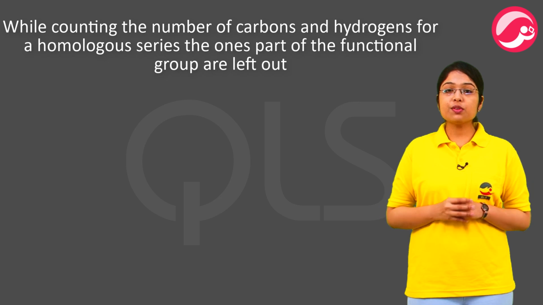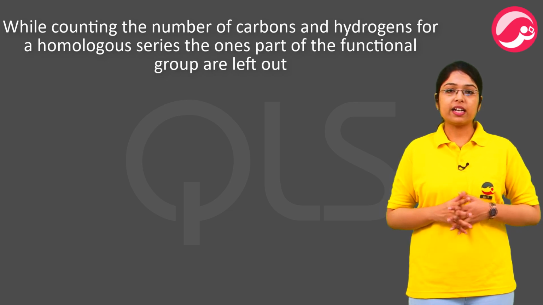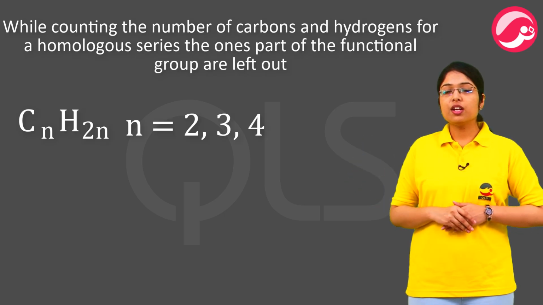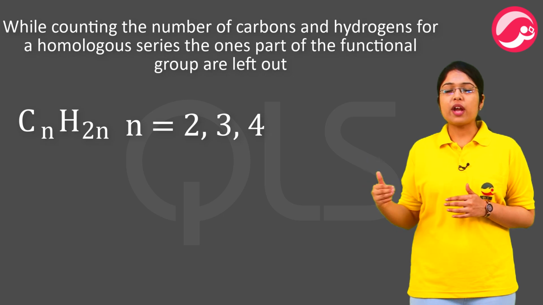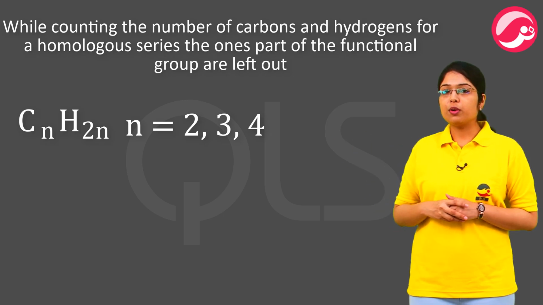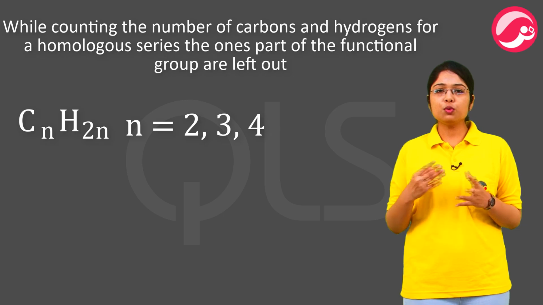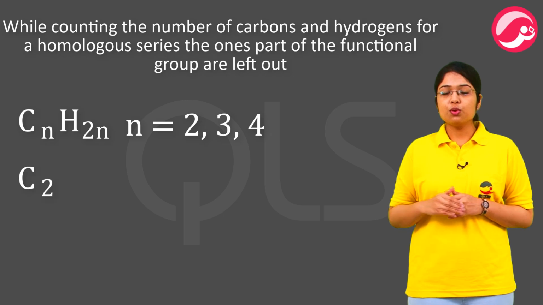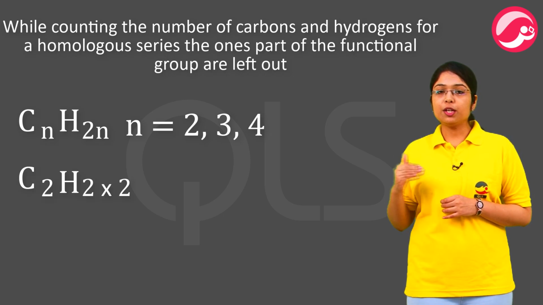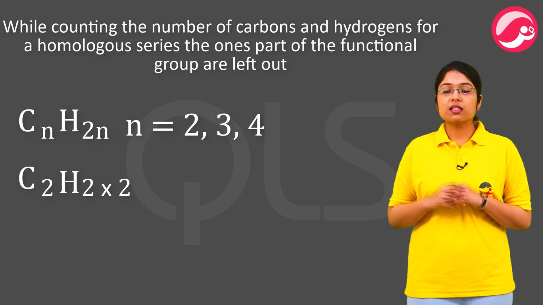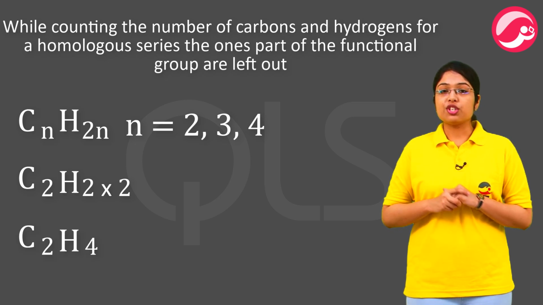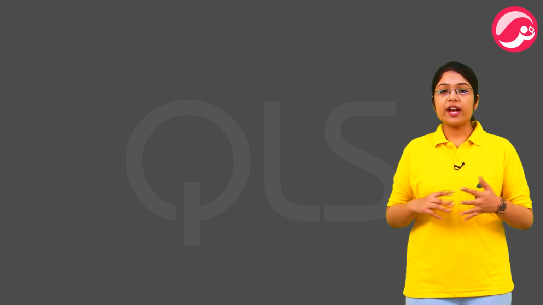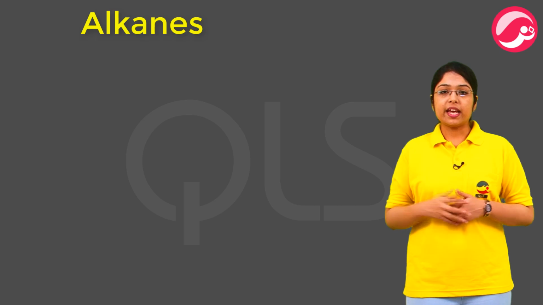From here, we can deduce the general formula for an alkene, which can be written as CnH2n, where n denotes a number from 2, 3, 4 and so on. So, if we put 2 in this general formula, what final formula will we get? C2H2 multiplied by 2. So, we will get the final formula C2H4, which is the formula for ethene.